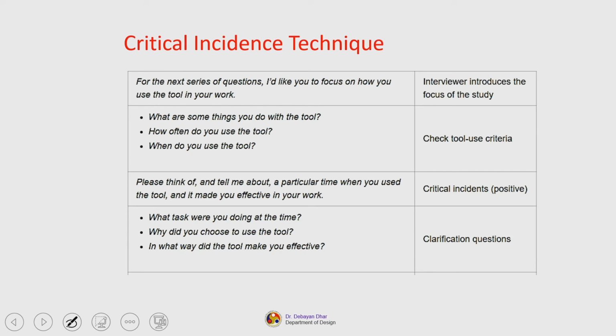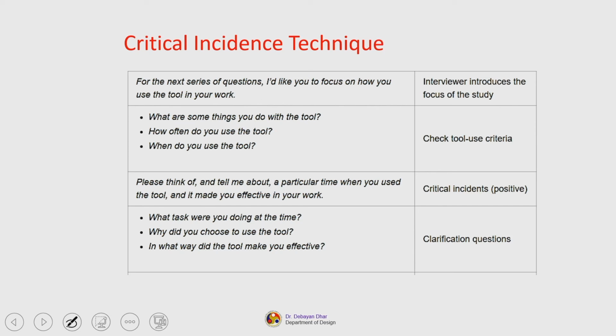So, the interviewer introduces the focus of the study. What are some things you do with the tool? How often do you use the tool? When do you use the tool? These are about identifying or checking the tool use criteria.